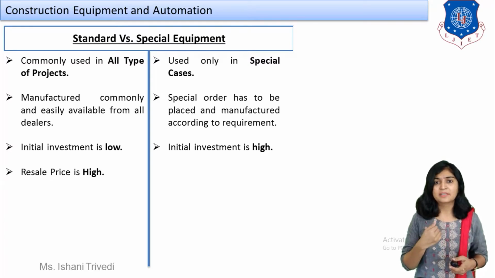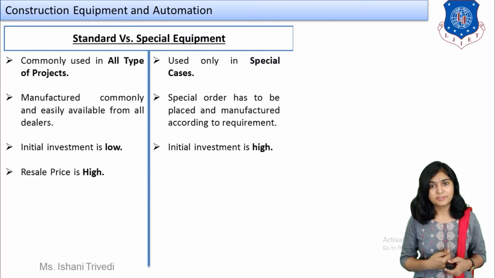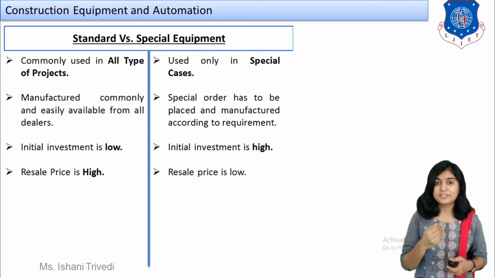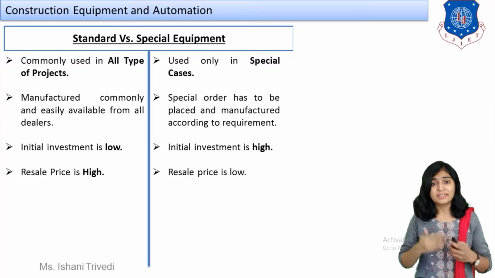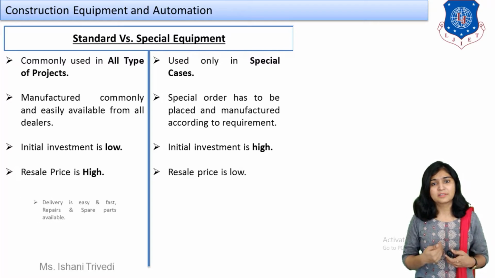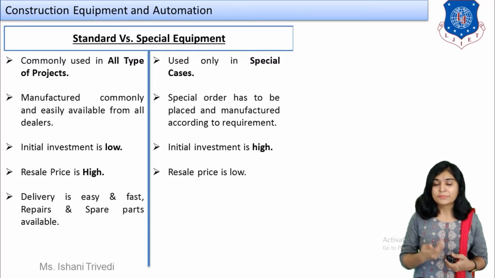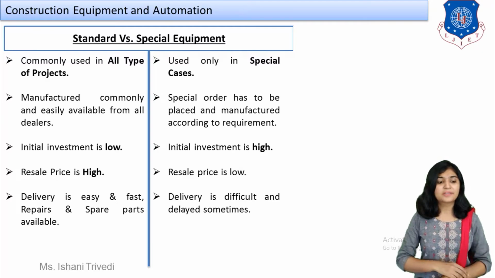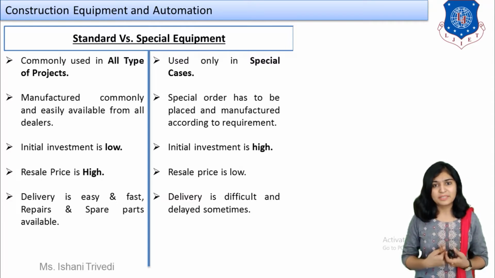Next we have initial investment. Of course, if it is manufactured in bulk, then the initial investment will be low, while in the special equipment the investment cost will be more, that is the initial cost, right? Next we have resale price. Resale price will be higher because again it is going to be reused easily in the market, right? For example, if it is a bulldozer, then obviously it is going to be reused anywhere in the construction market, while these special equipment may not have a higher resale price because they fit only certain site conditions. Next we have delivery, which is easy and fast because it will be easily available.